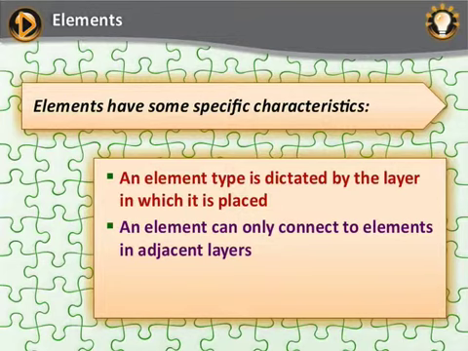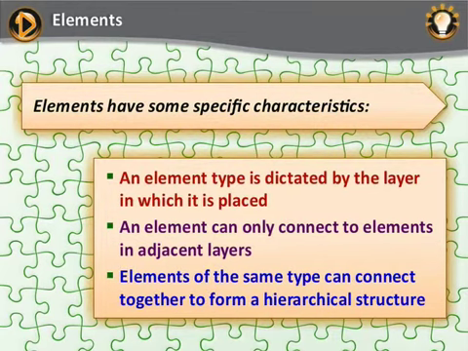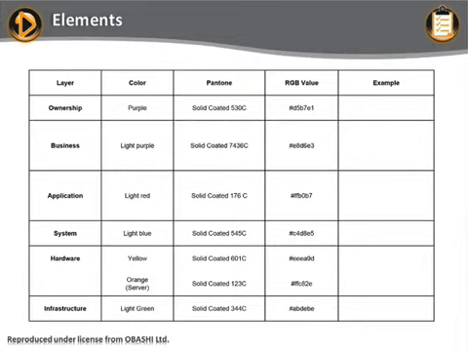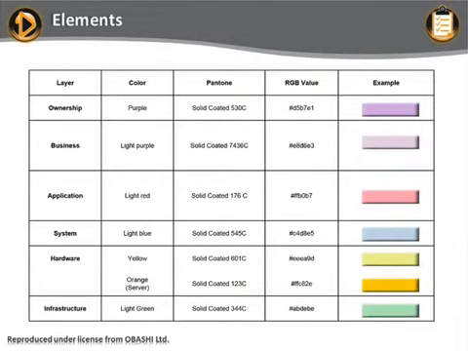And finally, elements of the same type can connect together to form a hierarchical structure within a layer. For example, a hub, a switch, and a router might have a hierarchical relationship within the infrastructure layer. OBASHI defines colors for each element type. Using these standard colors allows OBASHI diagrams to be easily understood and shared, with everyone having a common understanding.